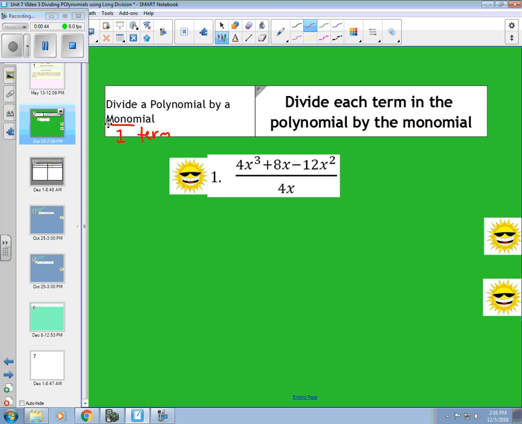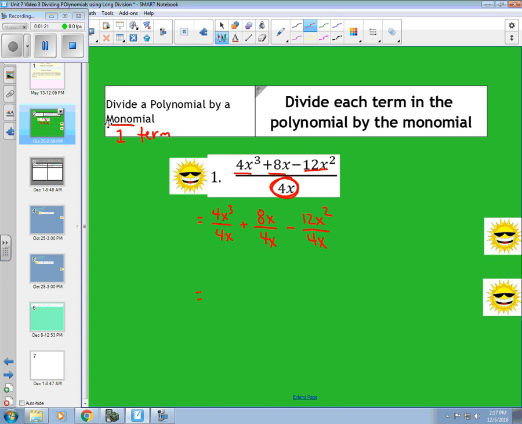So when you do that, what we do is exactly what it says. We're going to divide each of the three terms up here by the term on the bottom. So this problem is going to turn into 4x cubed divided by 4x, plus our next term 8x, also divided by 4x, minus the 12x squared, again divided by 4x. It just means they're all being divided by that same term. Now we just go through and simplify each one of these and we have the answer.